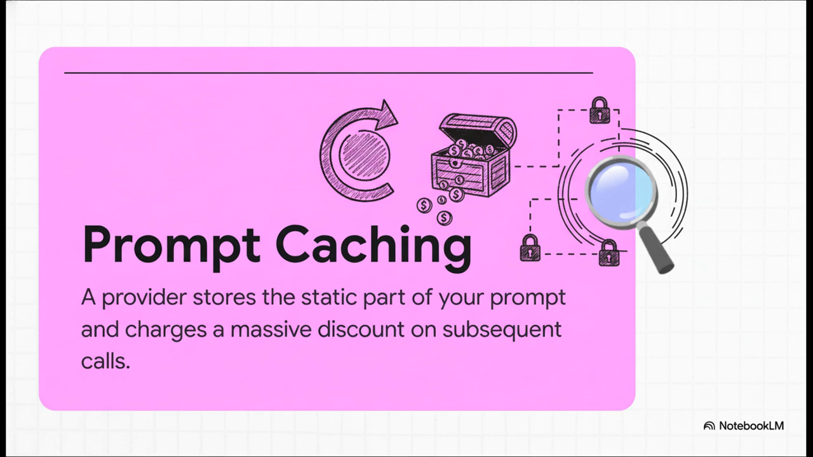Okay, next up in our toolkit is prompt caching. And for those agentic loops we keep talking about, this is an absolute game changer. The idea is so simple, it's beautiful. Think about all the stuff you send over and over again, like your system instructions or your tool definitions. With caching, the provider stores that stuff once and then gives you a massive discount every other time you send it. You stop paying for the same text again and again.